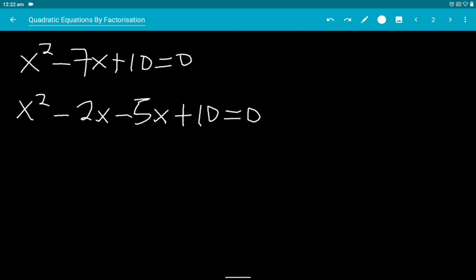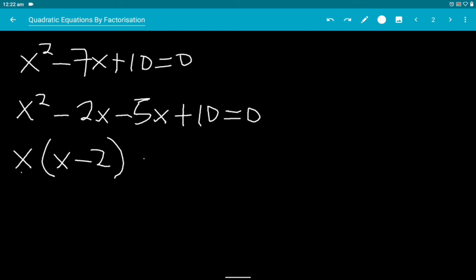Now I need to factor out the common items that I can see, or the common numbers. Between these two guys, I see that x is common, so I factor x out. I have in bracket x minus 2. So it means if I multiply x by the x in the bracket, I get x squared. If I multiply x by the negative 2 inside, I get negative 2x, as I can see at the top over there. Now between negative 5x and then positive 10, I can see that 5 is common between them. So I bring 5 out.